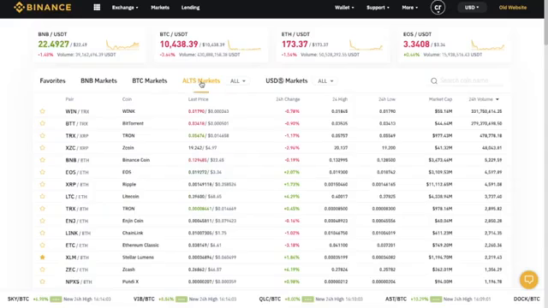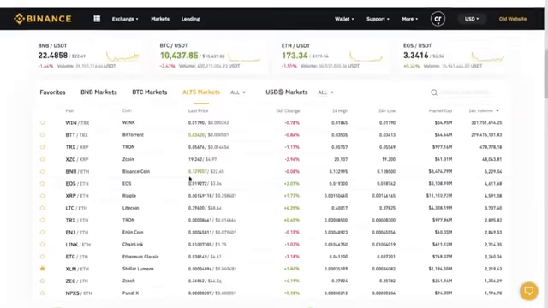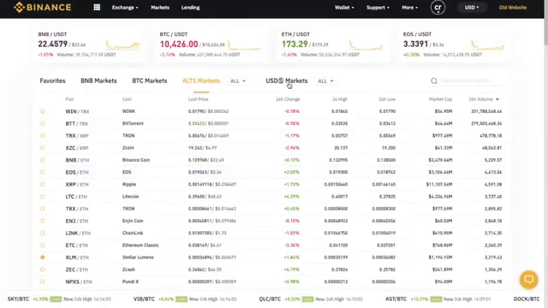You then have Alts market. Now, these were previously known as Ethereum markets. They've now been renamed to Alts markets. So they're all the different types of altcoins that you can trade with. You then have your US dollar markets and you have BNB markets.